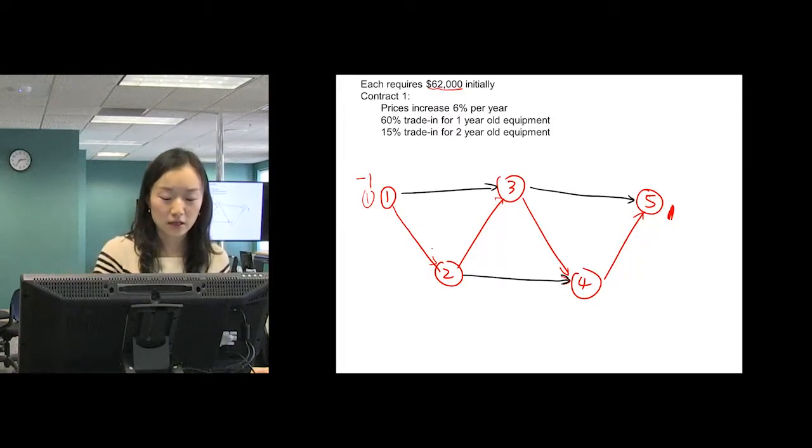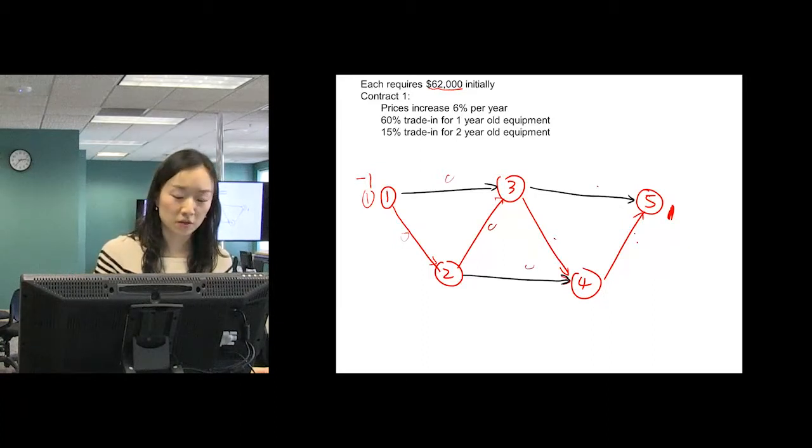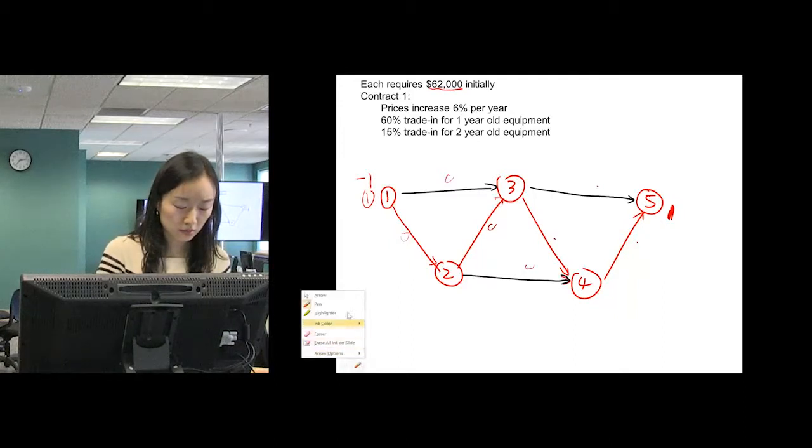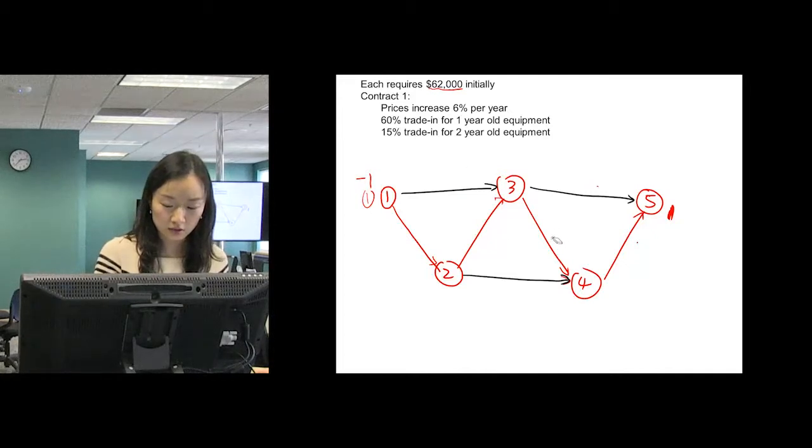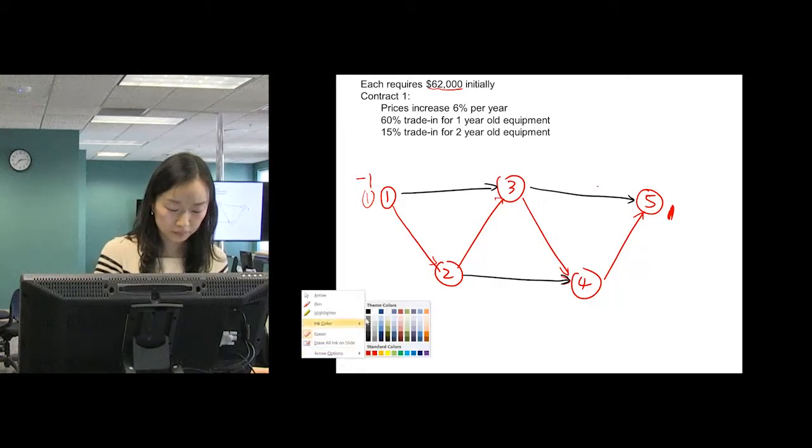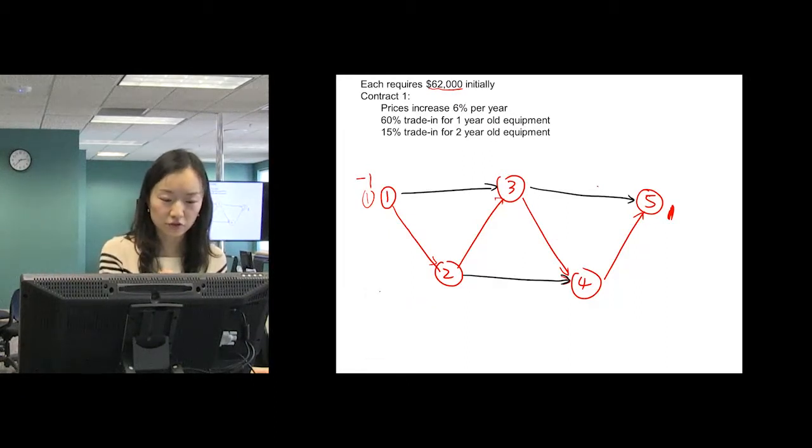In this problem, we need to figure out the cost on each of those arcs. In the shortest path problem, those are given. We already know, okay, from 1 to 2, how many miles or how many hours to go? From 2 to 4, how many hours? But in this problem, we don't know. So that's something we have to figure out: the cost to go on each of those arcs.